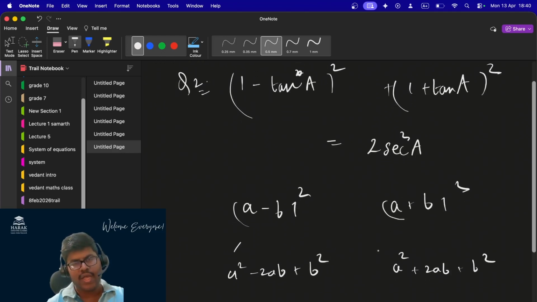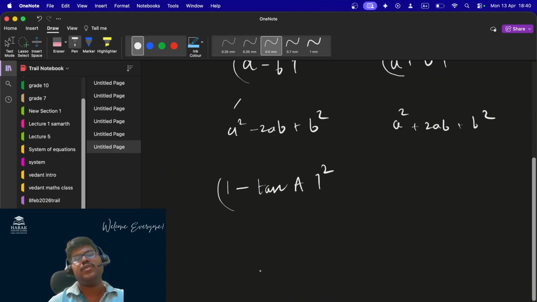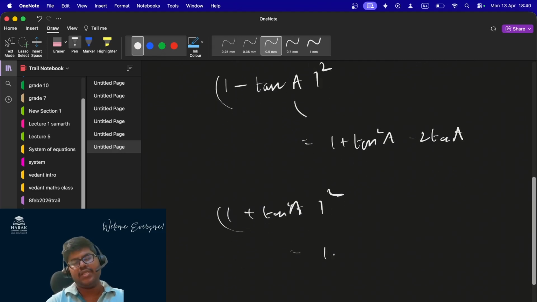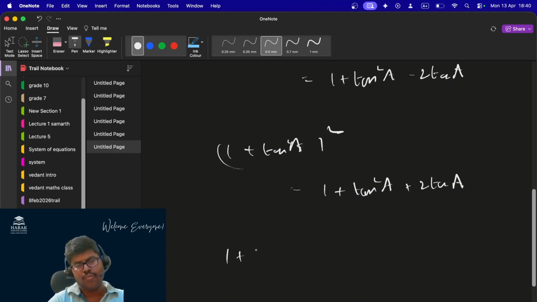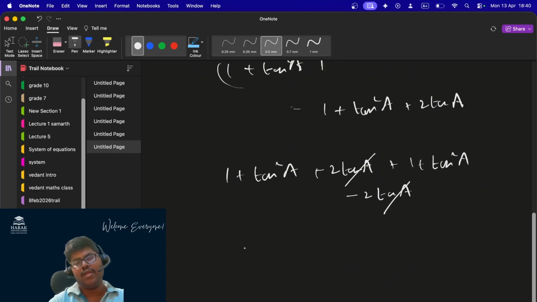Now if we apply this, (1 minus tan A) whole square can be written as 1 plus tan square A minus 2 tan A. Similarly, (1 plus tan A) whole square could be written as 1 plus tan square A plus 2 tan A. If I combine these two, it would be 1 plus tan square A plus 2 tan A plus 1 plus tan square A minus 2 tan A. So the 2 tan A cancels with the 2 tan A, and 1 plus tan square A plus 1 plus tan square A would become 2 plus 2 tan square A.